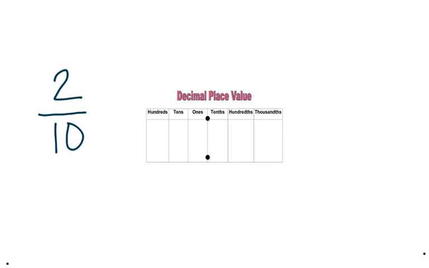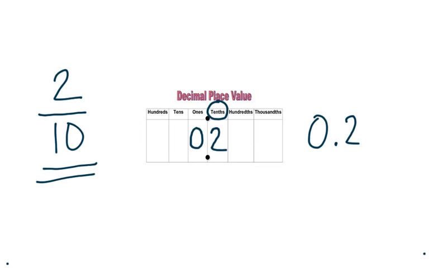So looking at the fraction 2/10, what I wanted to show you is if I find the tenths place value column and I write a 2 in there, I have just successfully written the decimal form for the fraction 2/10. Now typically here we would put a 0 to represent that there are 0 ones. There's not a whole number. We're talking about decimal 2 or 0.2, and then we read that as 2/10, which is exactly the same way we read the fraction 2/10.